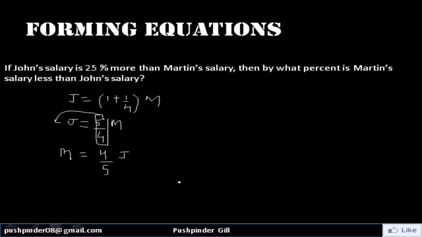So Martin's salary is equal to 4 by 5 of John's salary, and I can write 4 by 5 as nothing but 1 minus 1 by 5 of John's salary. So I can say that Martin's salary is 20%, since 1 by 5 is equivalent to 20%, it's 20% less than John's salary, right? So this is how I can solve these kinds of questions.